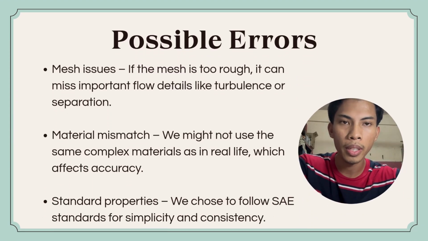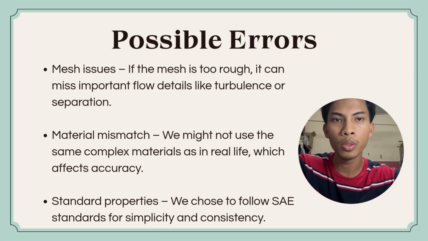Okay, for possible errors, first is a mesh issue. If the mesh is too rough, it can miss important flow details like turbulence or separation. And second, material mismatch. We might not use the same complex materials as in real life, which affects accuracy. The third is standard properties. We choose to follow SAE standards for simplicity and consistency.